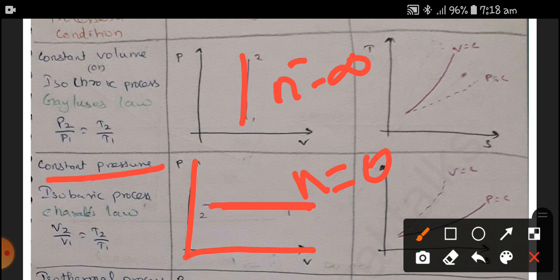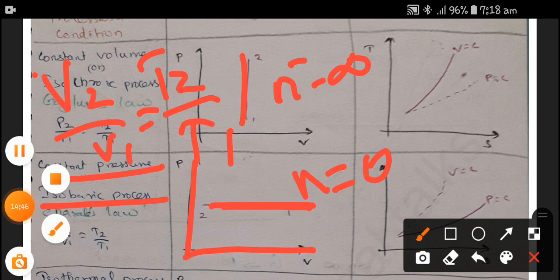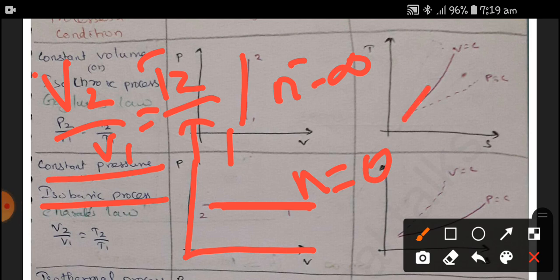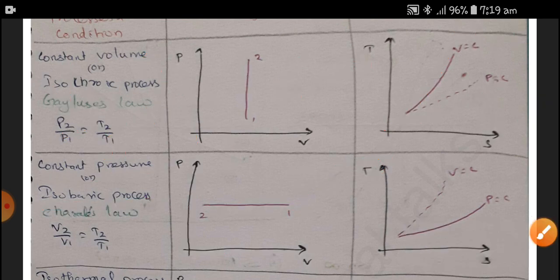The constant pressure process, or isobaric process, works on Charles's law, that is V2 by V1 is equal to T2 by T1. Whereas if you compare in the TS diagram, a steep curve means volume is equal to constant, and a little bit flatter curve is called pressure is equal to constant. You can notice the different graphs of TS diagrams.